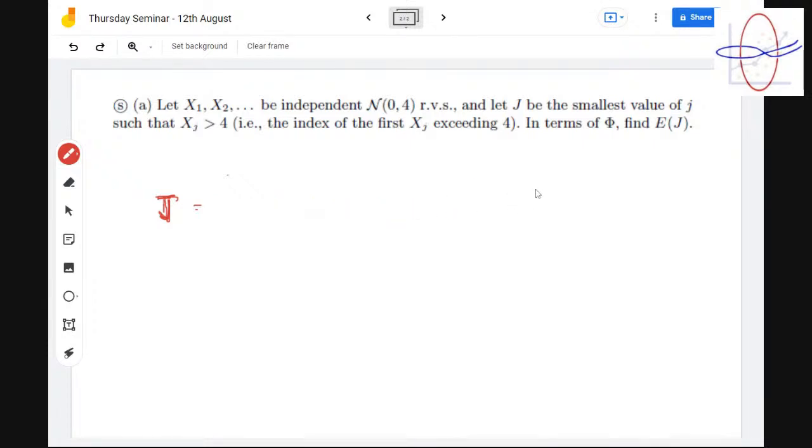My handwriting is becoming so bad day by day. Just give me a minute. J is the smallest j such that xj is greater than 4 for the first time. So this is a basic problem. It asks you to find the expectation of J in terms of phi. Phi is the CDF of the standard normal variable.